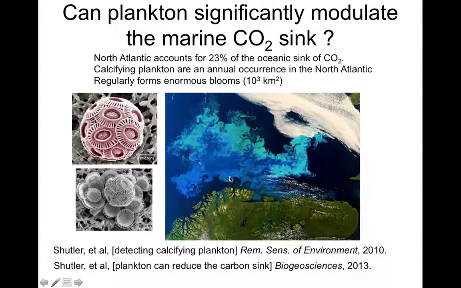What I'm briefly going to talk about are the results of two different papers or publications that are studying how the growth of these plankton can actually modulate the oceanic sink of carbon, because they're unique and they calcify in the water, and they regularly form in the North Atlantic. The question we were trying to answer is what is their impact in terms of how they change the absorbance of carbon in the North Atlantic.